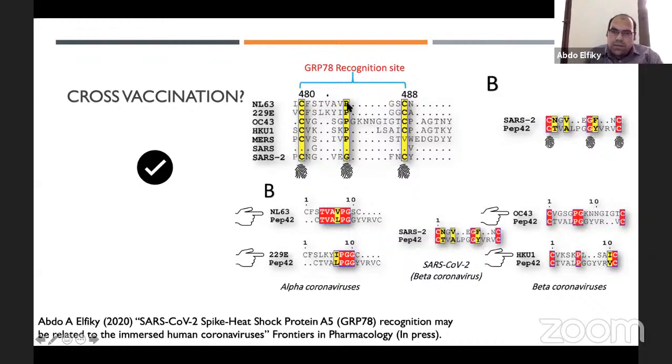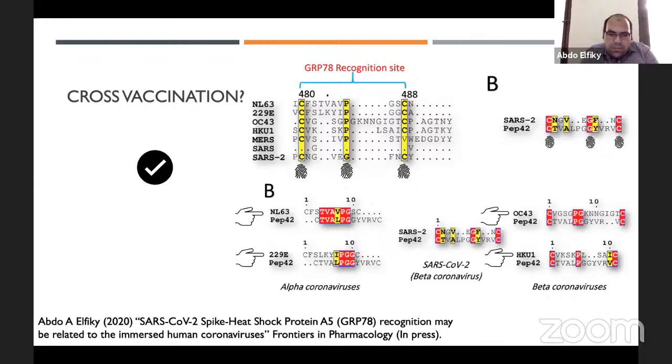a residue that has a different criterion, I mean, in its flexibility. So we have proline in all of the endemic human coronaviruses and glycine in SARS-CoV-2. So the cyclic form can be formed easily with this residue in the middle of the peptide chain. So the endemic human coronaviruses can be used as a vaccine against COVID-19.